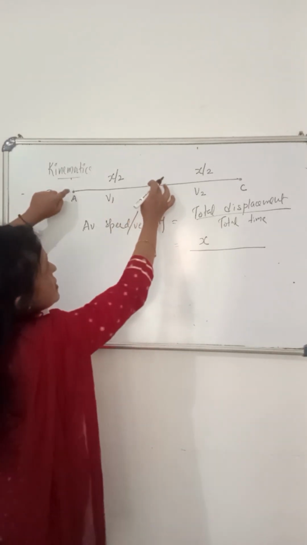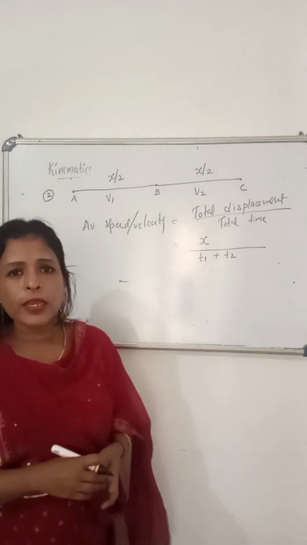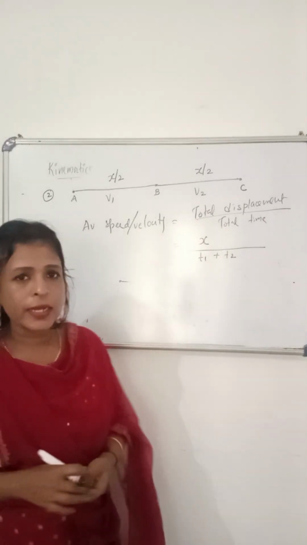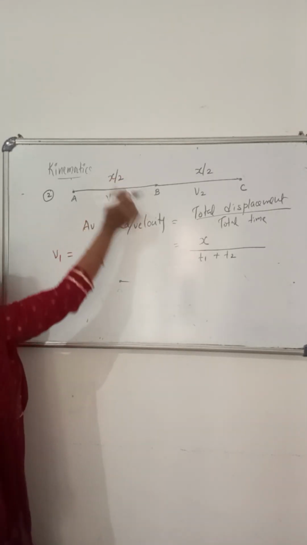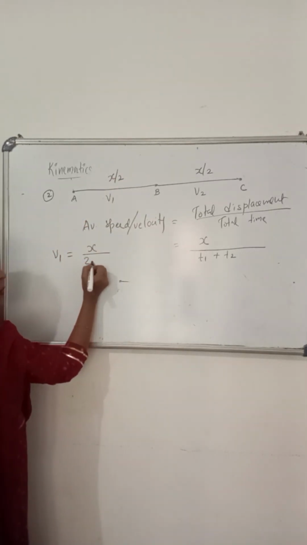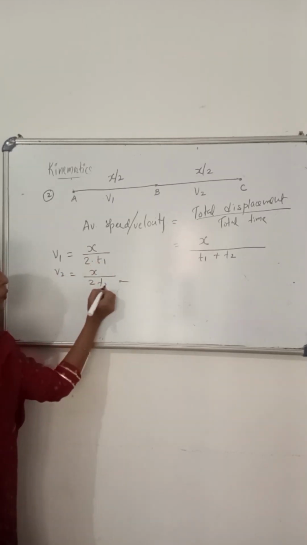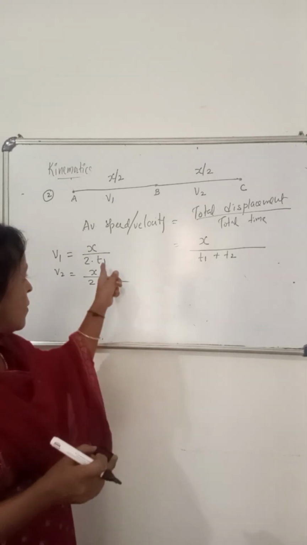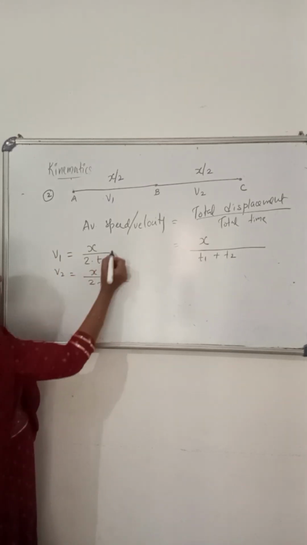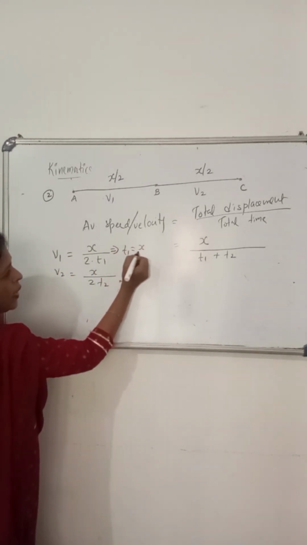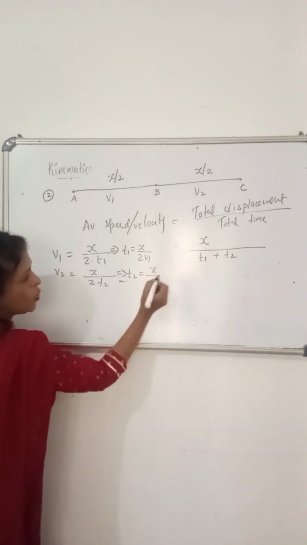We don't know the times, so we will write t1 plus t2. We need to find t1 and t2. From the data, v1 is equal to displacement by time, x by 2 into t1, and v2 equals x by 2 into t2. From this equation we will find t1 and t2. Just exchange: t1 is equal to x by 2v1, t2 is equal to x by 2v2.